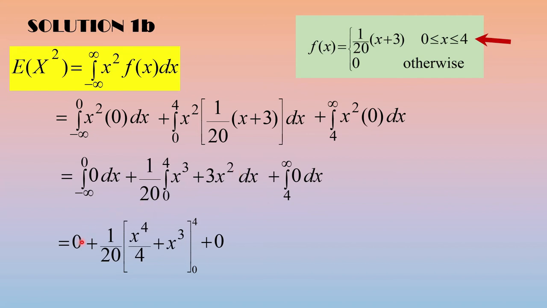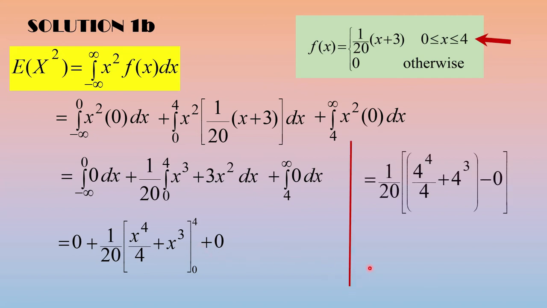Therefore, the equation becomes 1 over 20 times the integral of x cubed, we get x to the power of 4 over 4, plus 3x squared over 3, and we have x squared here, and we need to substitute the values from 0 to 4. After we substitute the value of 4 minus 0, times 1 over 20, the answer is 32 over 5. Okay?